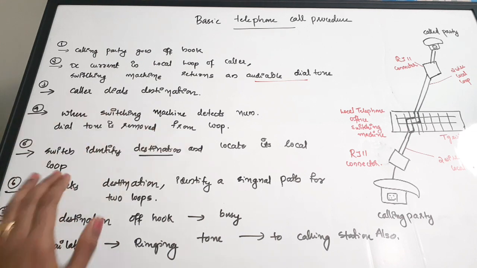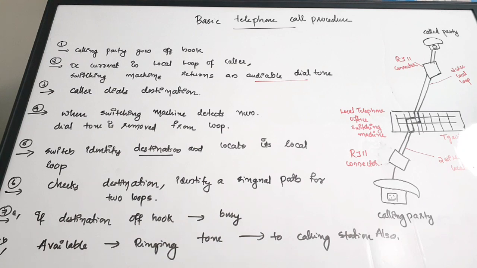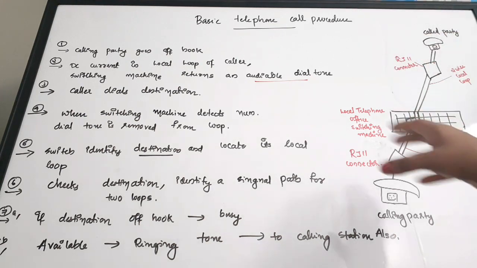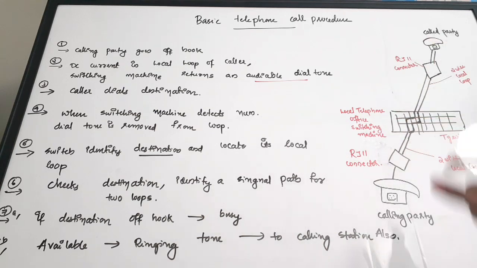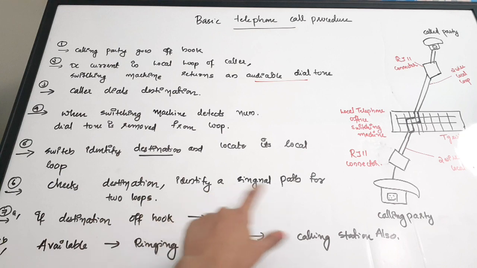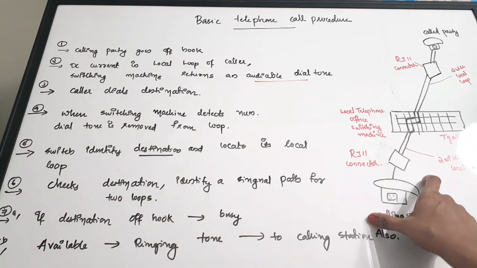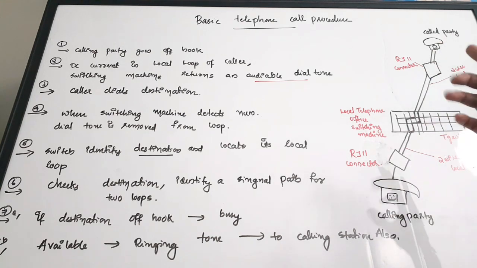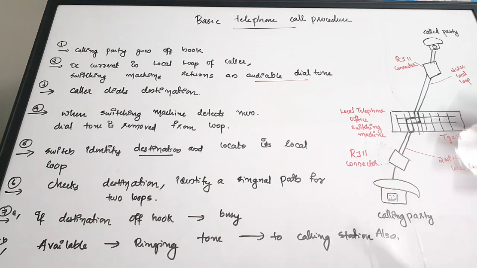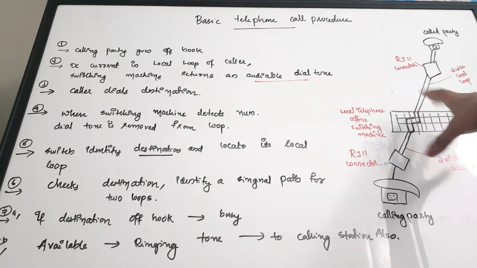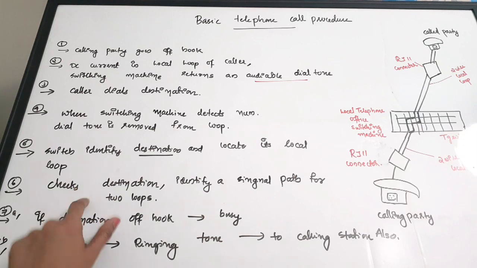So in the sixth step, it will check for the destination. Before actually ringing the destination, the switching machine tests the destination loop for a DC current to identify whether the called party is working properly, whether it is properly connected with the switching office, and whether a signal path is possible for these two local loops. You can see that there is a local loop for the calling party and the called party. Whether these two local loops can have a single path, is it possible? All this is checked by the local telephone switching machine in step number 6.